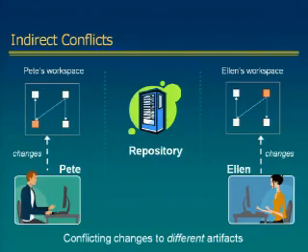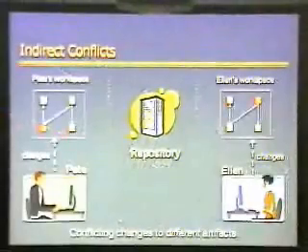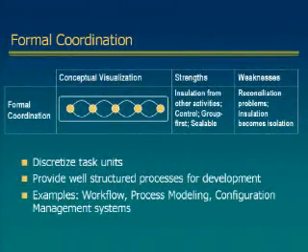Let's assume another situation. In this case, both Pete and Ellen are working on separate files. However, the file that Ellen is working on is dependent on a file that Pete is currently working on. A situation where a conflict arises because changes are made to different artifacts is called an indirect conflict. In this situation, the CM system will not register any error because the changes have been made to different files. However, at the build stage, when all the changes are integrated, you'll have a build failure. So we see that coordination in software development is really important, and there of course have been efforts to better coordinate software development.